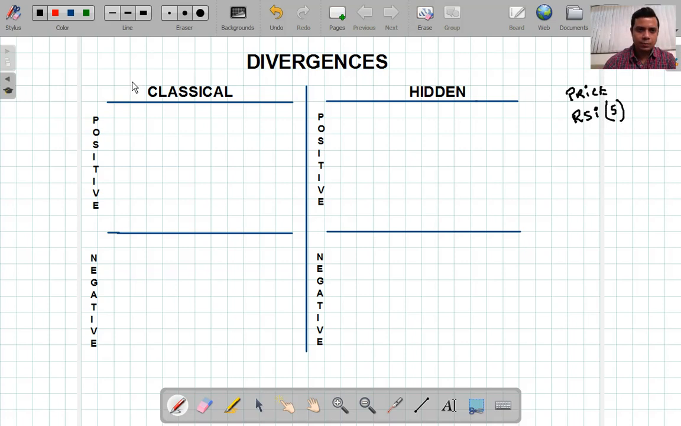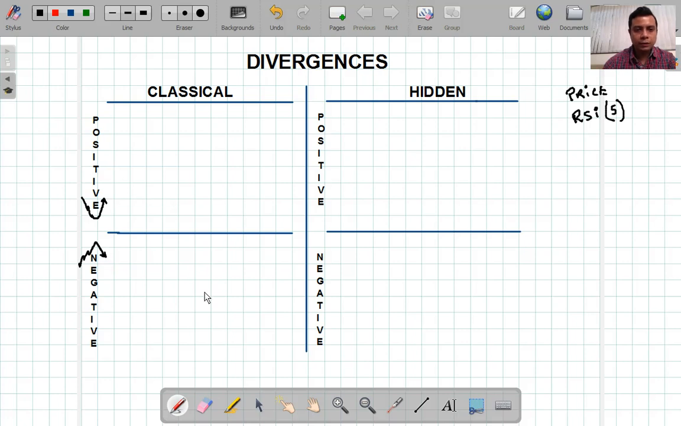Divergences are of two types. There's a positive divergence, there's a negative divergence. Positive divergence comes in a falling market, which leads the price to go up. Negative divergence comes in a rising market, which will lead the price to come down.